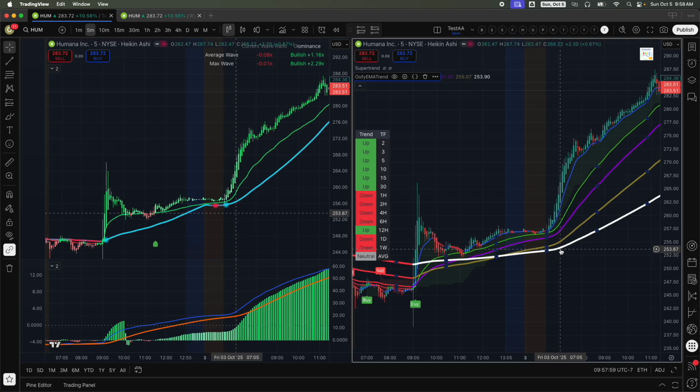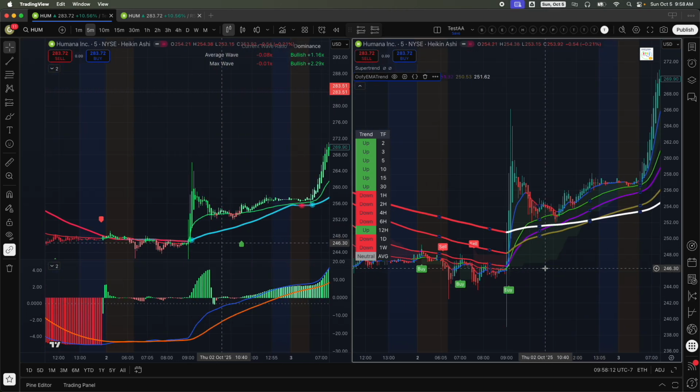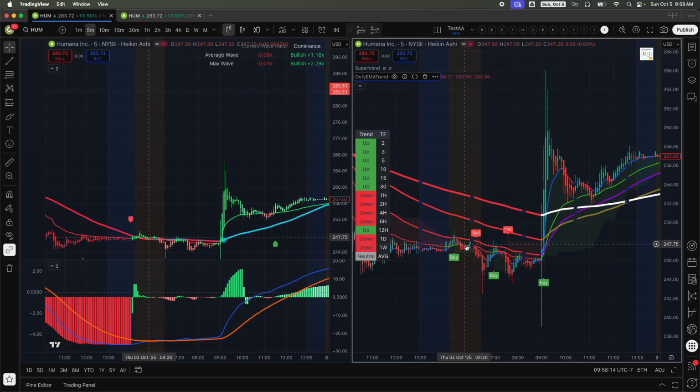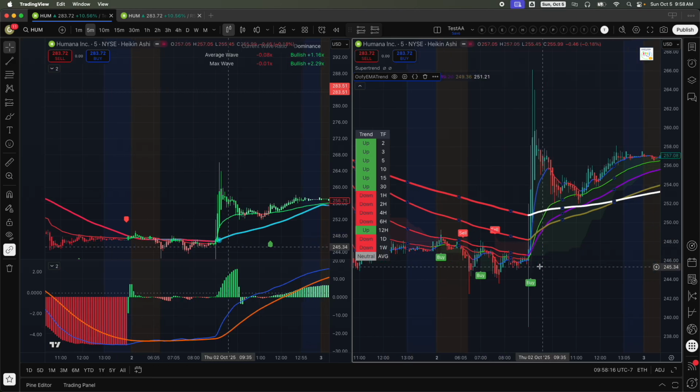So this is the 200 EMA, this is the 100 EMA, this is 50, this is 29, and then this is the 9 EMA. These EMAs I coded in such a way that they are dynamic. If the value is going up and down, the colors are changing here.